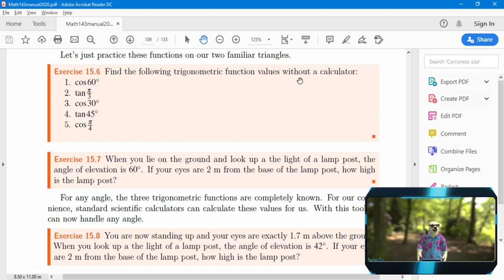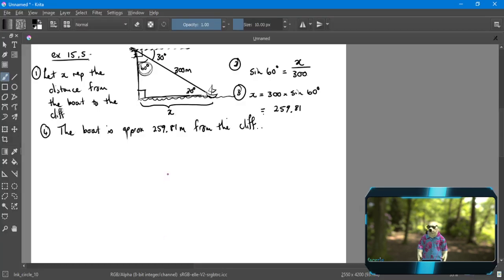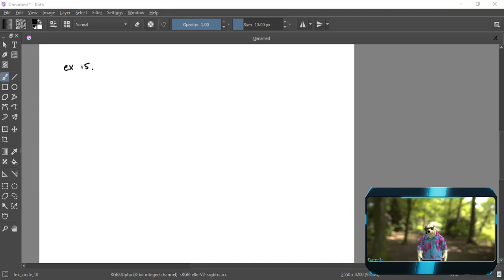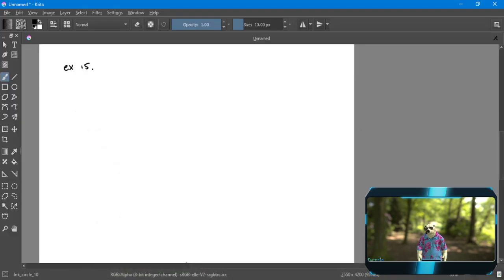And if it's asking you to find the answers without a calculator, then it has to be one of those angles for which we can use our simple triangles. Since the exercise is there, let's go through how to construct those triangles again. Might as well. We don't have a long lecture to wrap this up. Exercise 15.6.